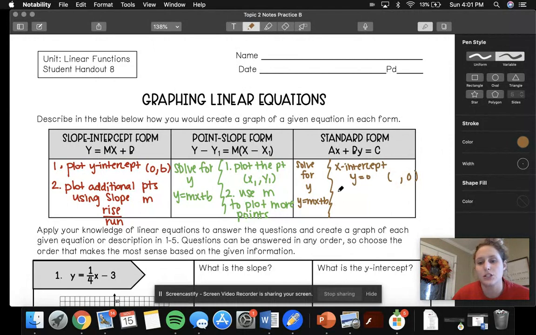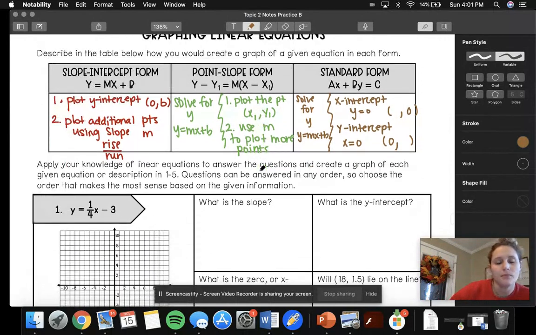Then additionally, you could find your y-intercept. That would be when you have no x value. So you would plug in 0 for x, creating a 0. You would take your c value divided by your b value, and whatever value you get would be your y-intercept. You could plot those two points and connect them with a line, and that would create your line.